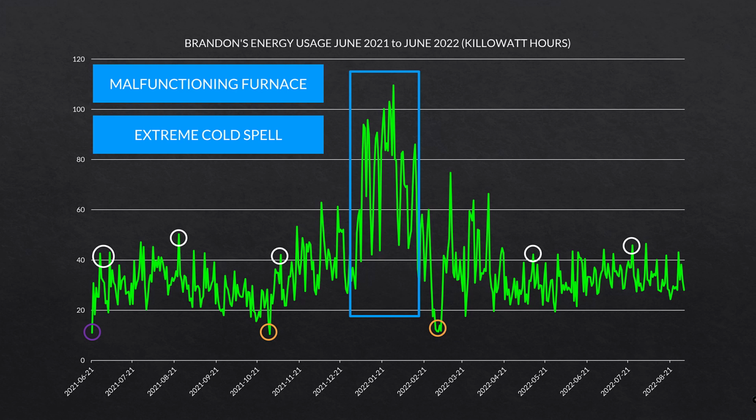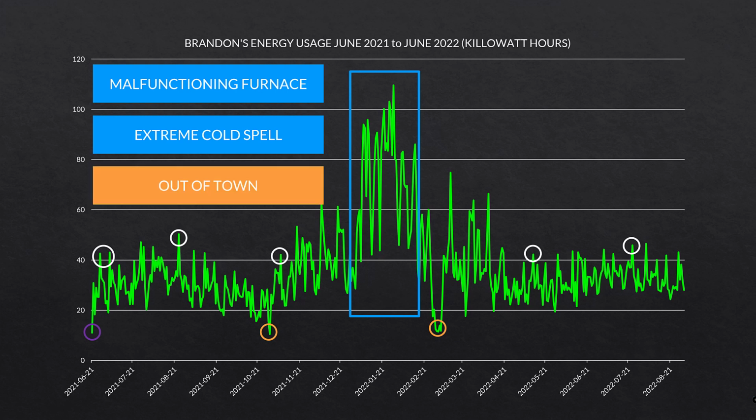So there were times when I was using over 100 kilowatts of energy per day because my furnace was malfunctioning during a time when it was very, very cold outside. And those combined created that. Now, of course, I figured out what was wrong with my furnace, got it fixed, and you can see that it went right back down to where we'd expect it to. But my energy usage tripled, or more than tripled, during this time.